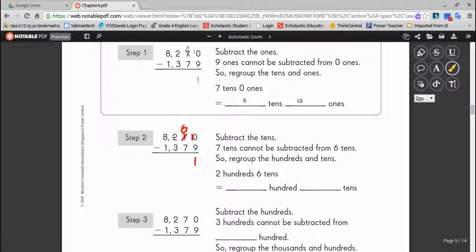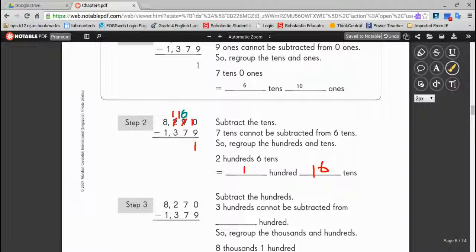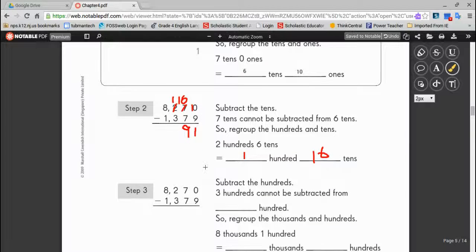So now we have 2 hundreds and 6 tens. When we regroup, we take one of the hundreds away, and we put that 100 over here. So 100 is 10 tens. So we make that 16. We're regrouping 2 hundreds and 6 tens, which now gives me 1 hundred and 16 tens. Alright, so now we can subtract. 16 minus 7. Well, 16 minus 7 gives me 9. Alright, now we go to step 3.